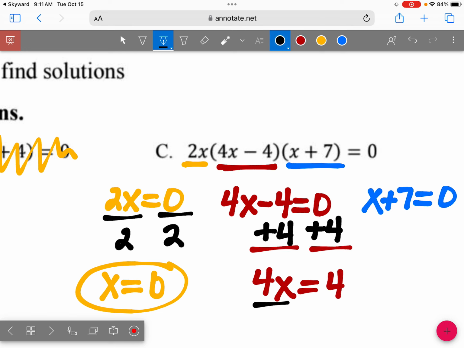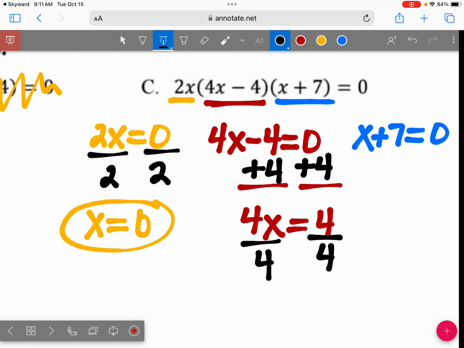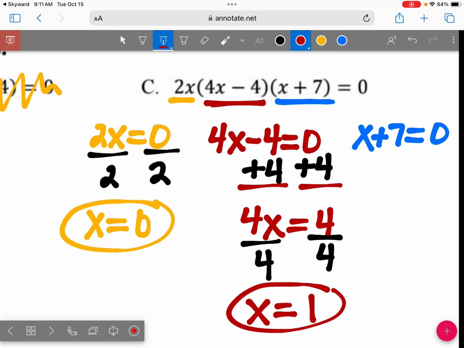And then I have to divide by 4. So x equals 4 divided by 4. And what is 4 divided by 4? 4 divided by 4 is 1. Good. That would be my second answer.